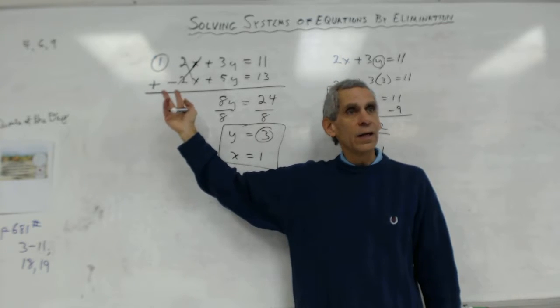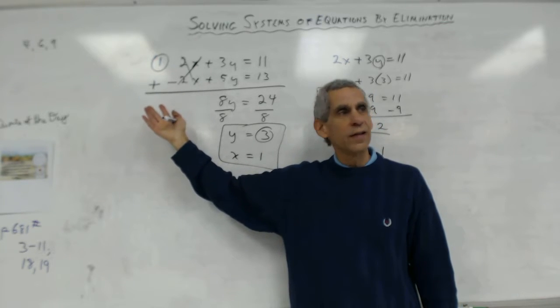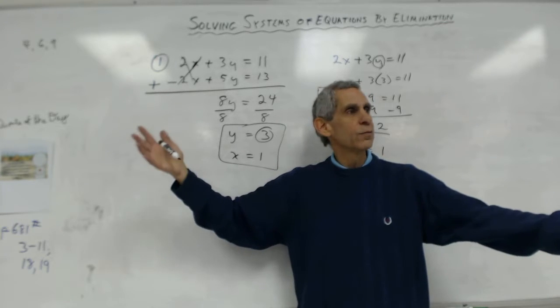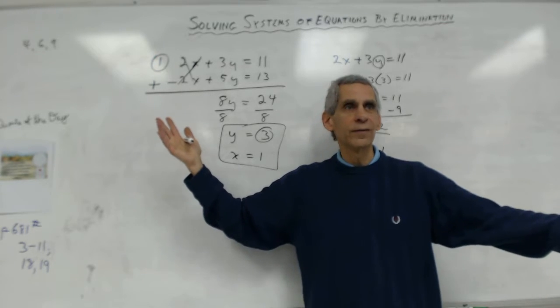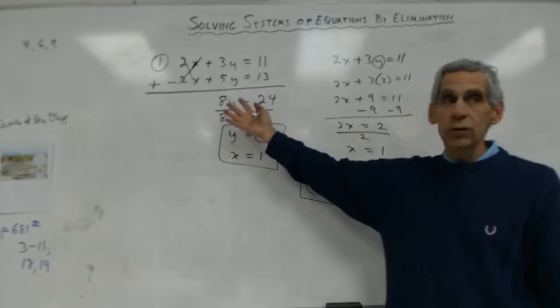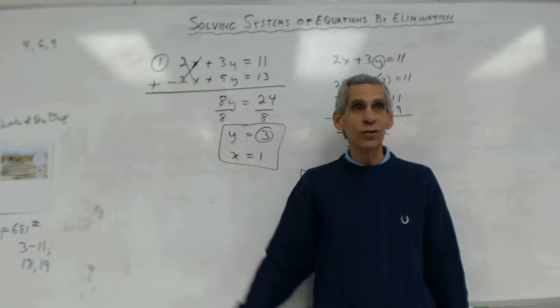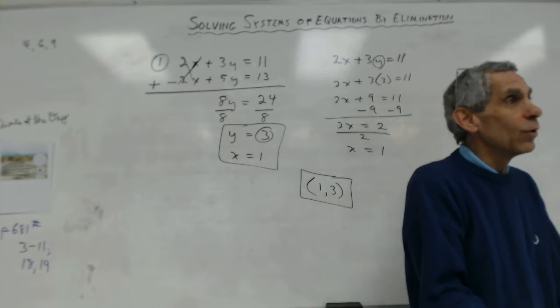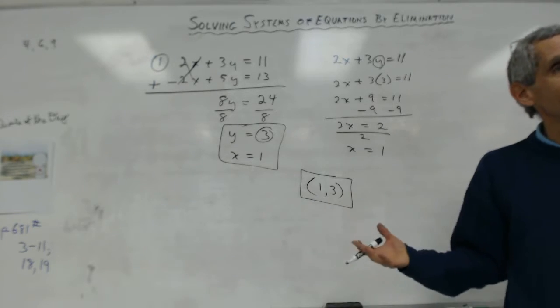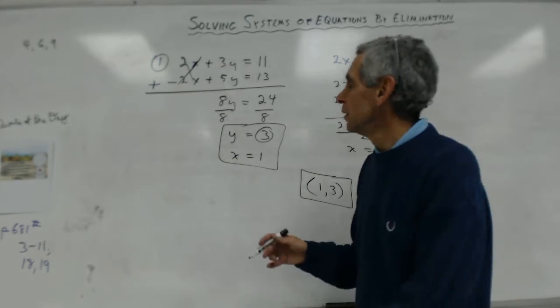I mean, who on earth would have thought to just add, besides Harrison? I don't know where his brain comes from, right? It's from planet Neptune. But who else would have thought of just adding two equations together and suddenly it worked? I think that's magical.